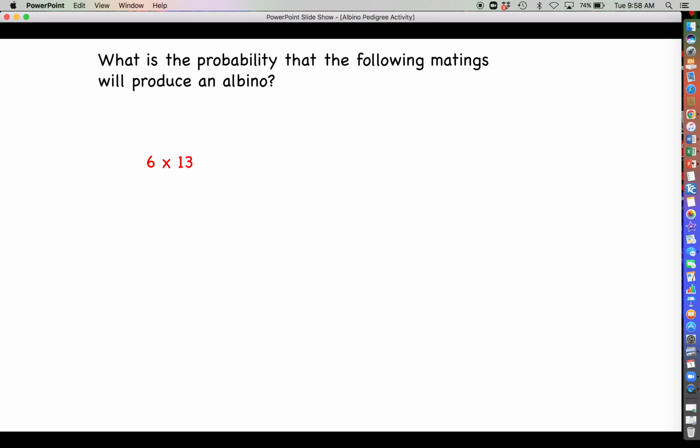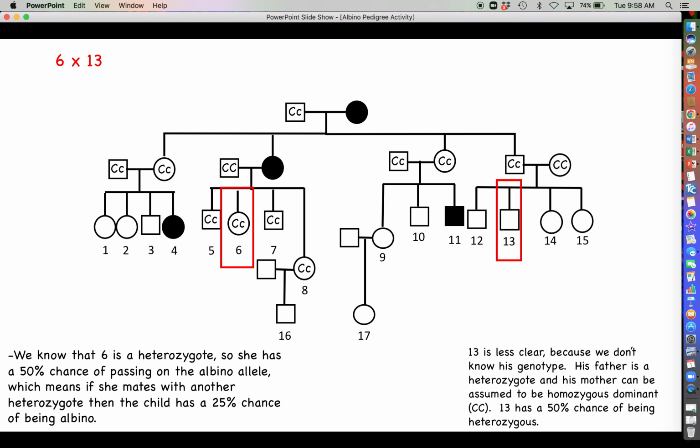Okay, so next we are going to mate together individual number 6 and individual number 13. We see something very similar here. We know that individual number 6 is a heterozygote, so we're going to apply the exact same logic we did before. We know she's heterozygous, we know she has a 50% chance of passing on the albino allele, and now we have to calculate the probability that this man right here, man number 13, is a heterozygote himself.